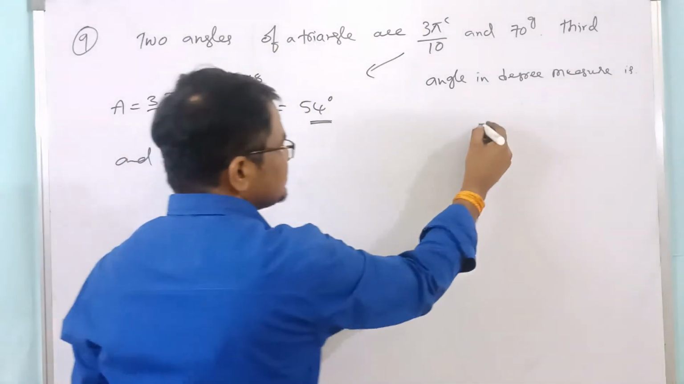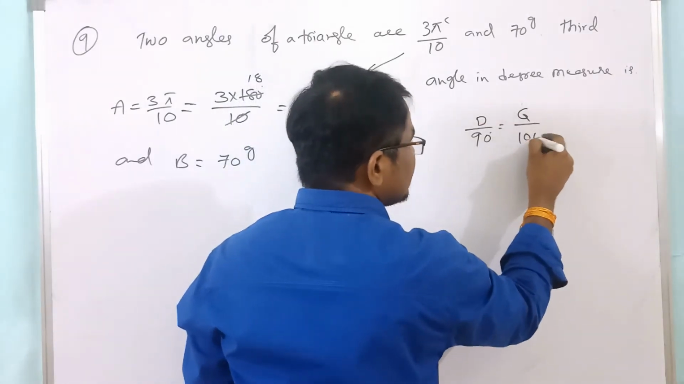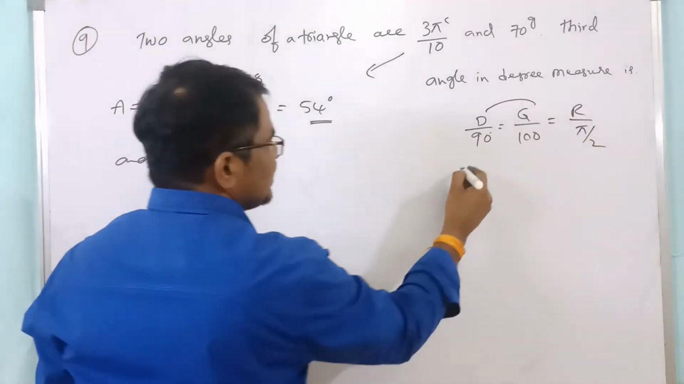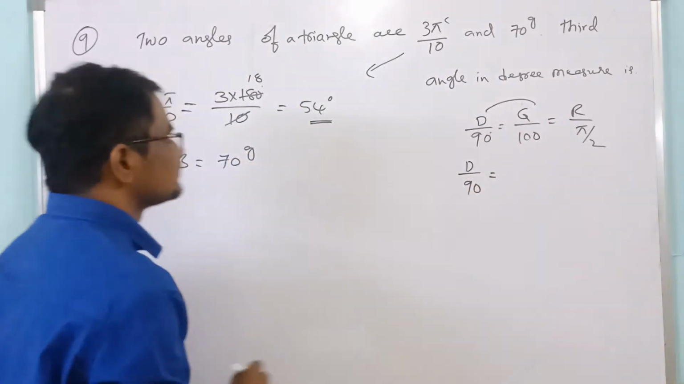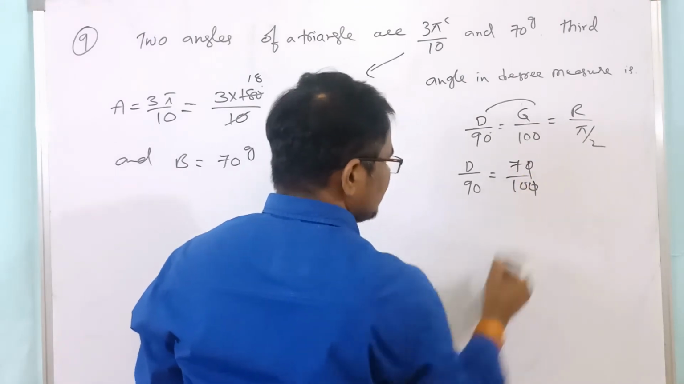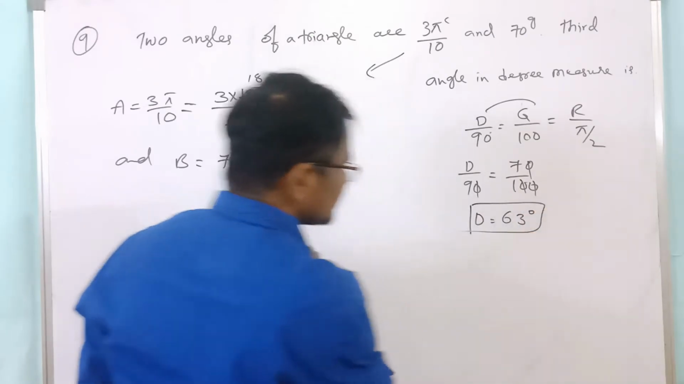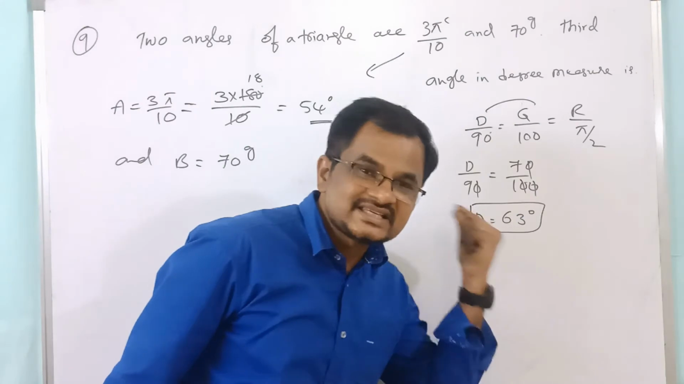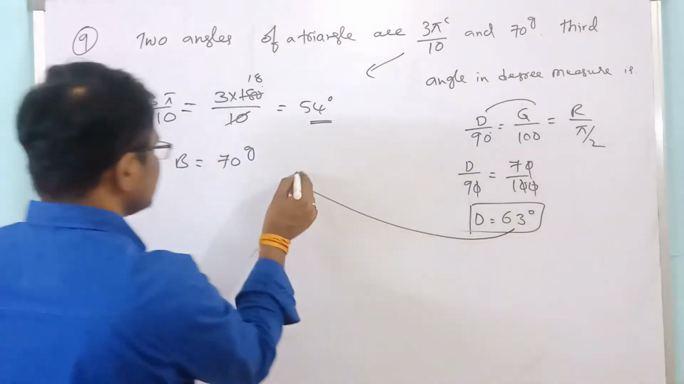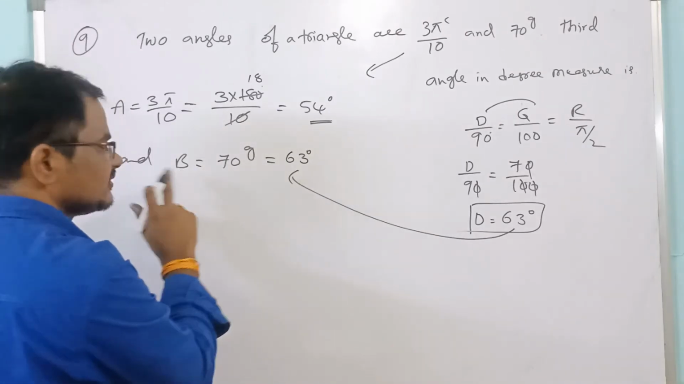For that we have one condition: degrees by 90 equal to grades by 100 and radians by pi by 2. By this relation, here D by 90 equal to G, which is given as 70 by 100. These two and these two get cancelled. D equal to 63 degrees. Now 70 grades equal to 63 degrees. Now this I will take as B, that is equal to 63 degrees. Now this is the angle B.